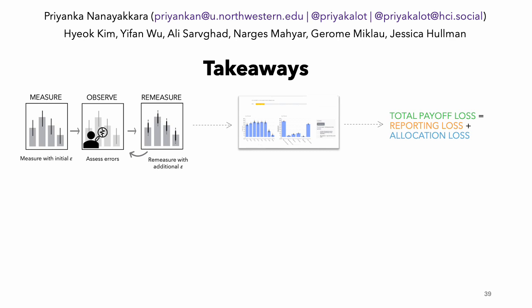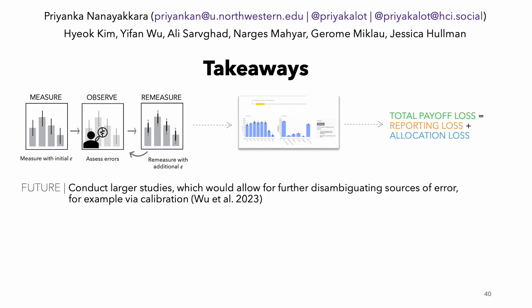Our study suggests that our paradigm may help analysts spend epsilon more efficiently by allowing them to interactively spend epsilon so they don't have to make high-stakes, one-shot guesses about how much epsilon to allocate to a query. As future work, we think it would be worthwhile to conduct larger studies which would allow for further disambiguating sources of error. We might also explore how analysts use the paradigm when they're allowed to set how much epsilon is allocated per remeasure and when they can pick queries themselves.